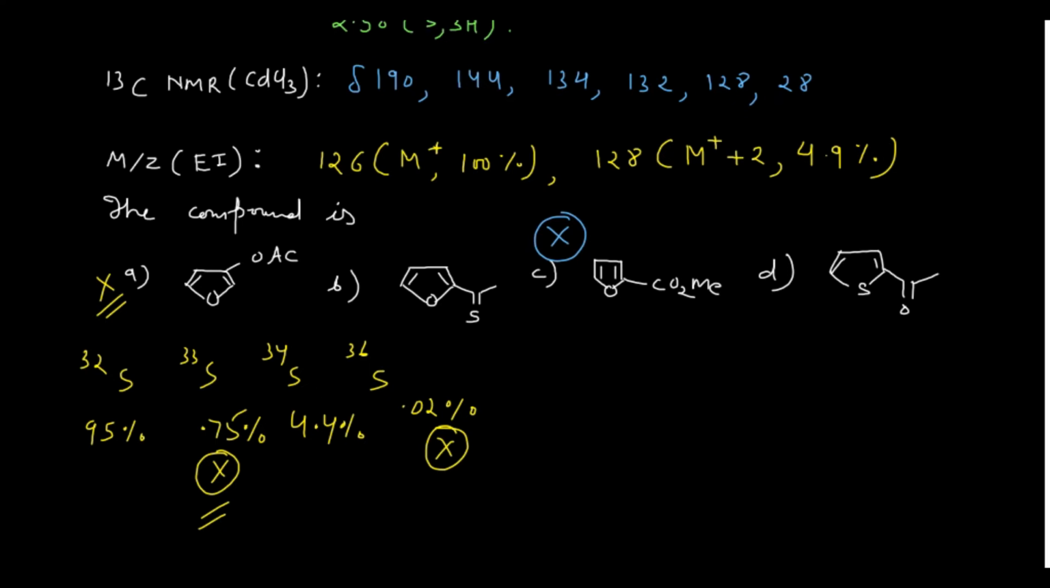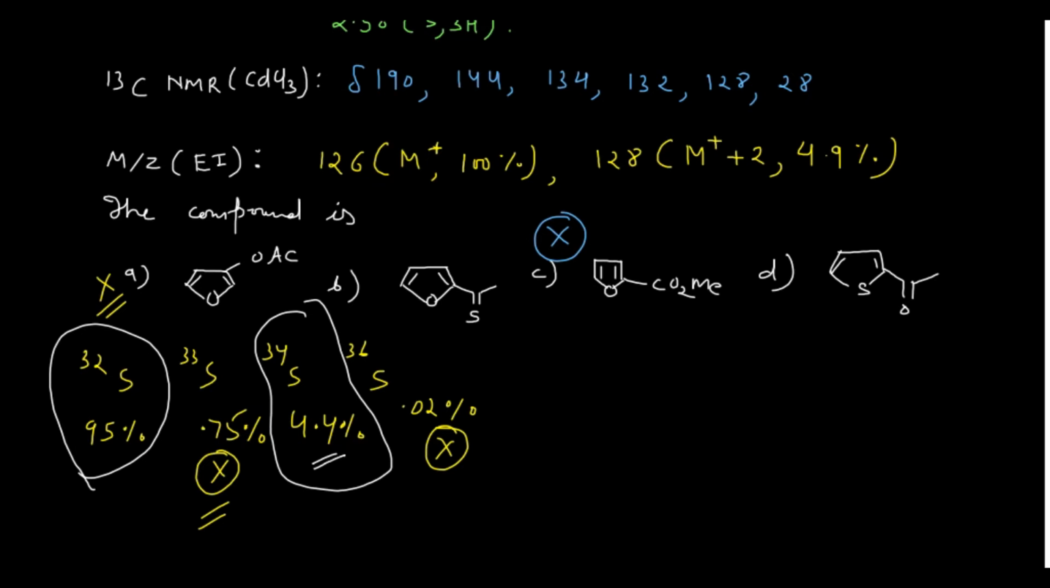What you can do, you can focus only on these two, this and this, and you can see the 4.4 intensity is there. It clearly indicates that this M+2 peak is due to the presence of sulfur. So that's why you have discarded option A and option C, based on the presence or the absence of sulfur.